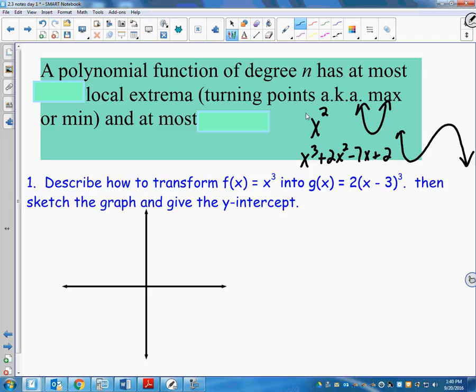So x squared has n minus 1, right? It's 1 less. X squared has 1 turning point. X cubed could have 2. Here's kind of the important part there. It says at most, which means it could have less than that. X cubed could have no turning points.